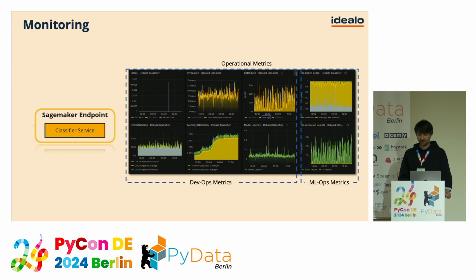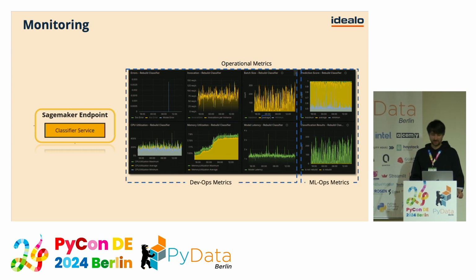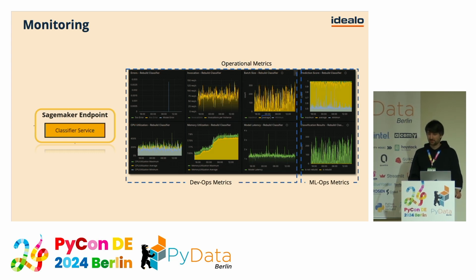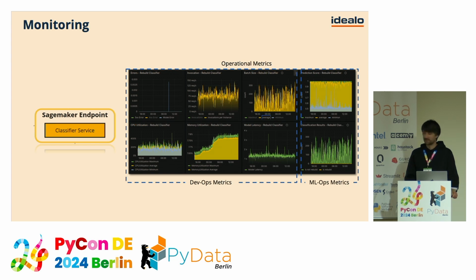But we also have machine learning related metrics. A very useful metric for us is the prediction score of the classifier. The score tells us something about the likelihood of the model output. And although we cannot use this to detect if a prediction was correct or not, by observing the plot, this is for us a really good indicator if there were some bugs in the model or in the service if we deploy it again. Then the graph will suddenly change.